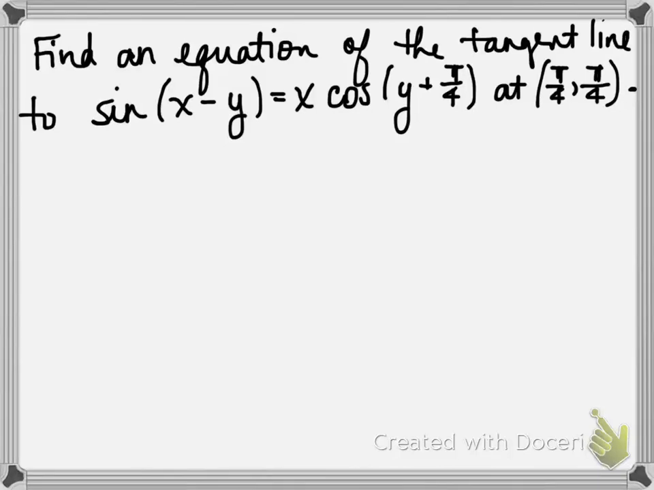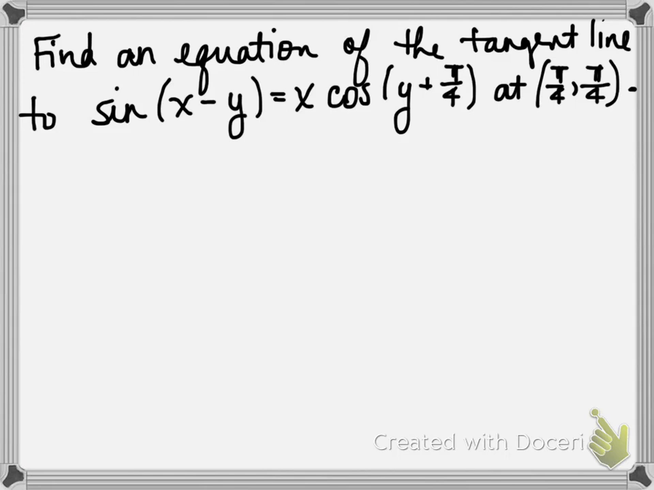Now I would like to do this last example of implicit differentiation. I want to find an equation of the tangent line to sine of x minus y equals cosine of y plus pi over 4 at the point pi over 4, pi over 4.